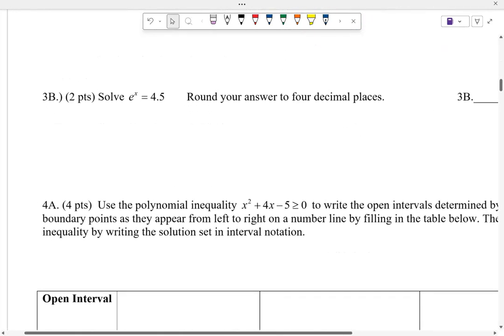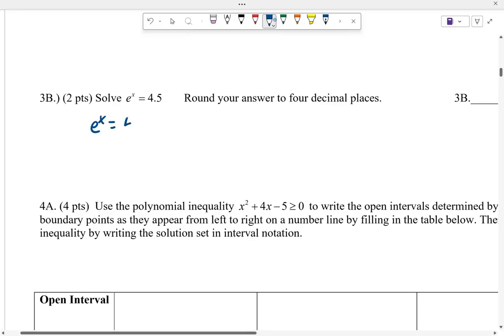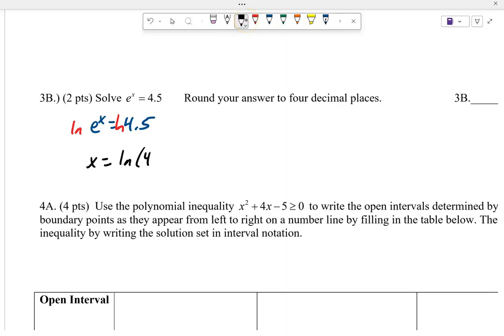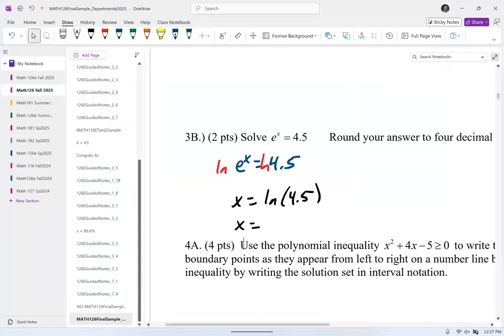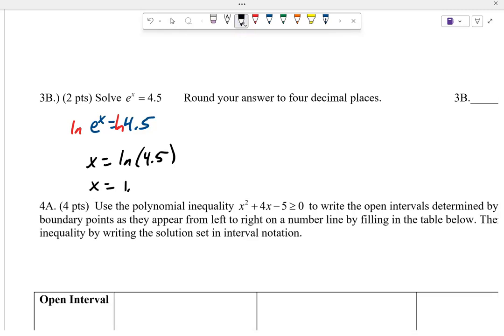All right, number 3b here, we've got e to the x equals 4.5. I'm going to go ahead and undo e with the natural log. ln of e to the x is x, so I got x equals the natural log of 4.5. Now I'm going to pull up our decimals, round that to 4 decimal places. Notice here we got 1.504077397. Now we're going to round this to 4 decimal places, so that 7 to the right is going to bump that up.